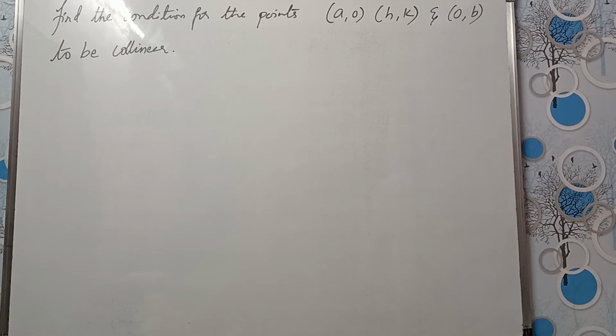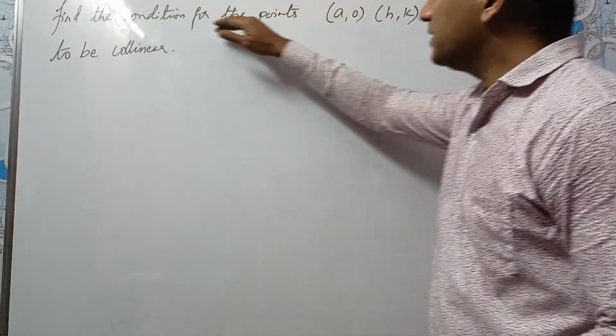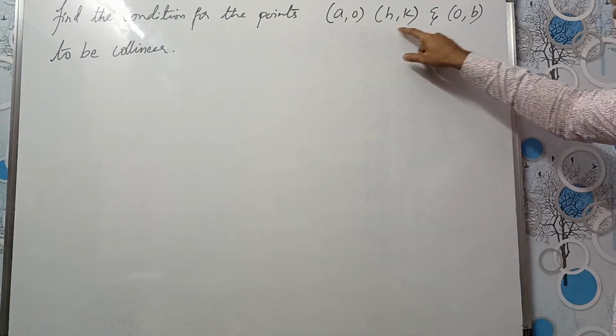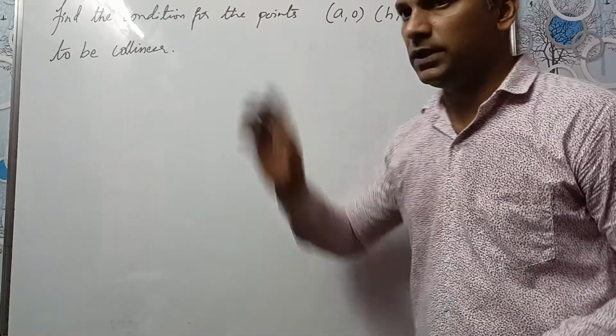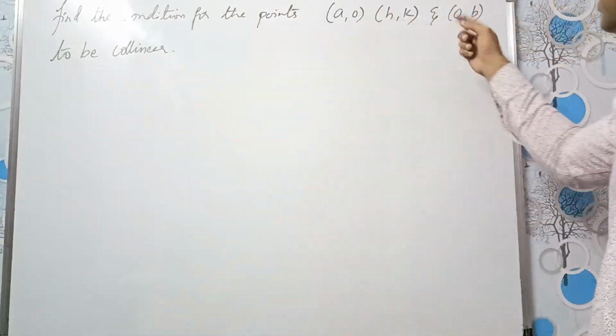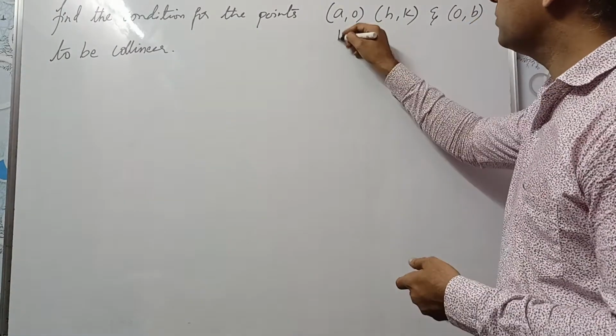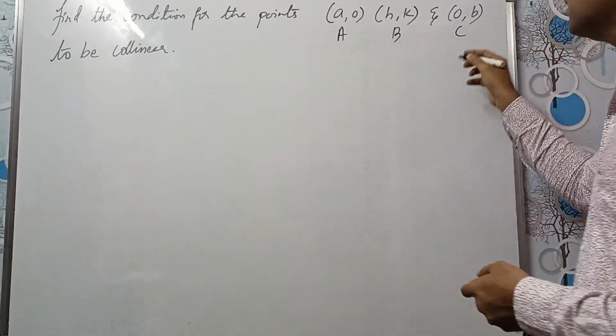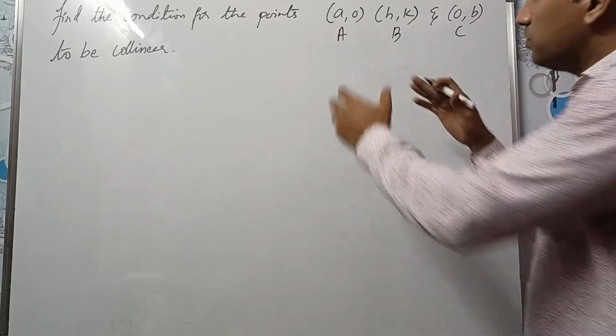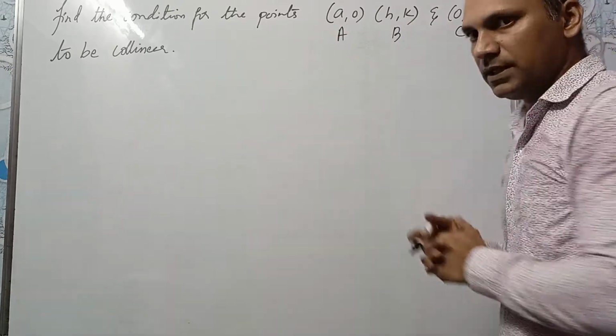Okay, we have a similar question here. Find the condition for the points a comma 0, h comma k and 0 comma b to be collinear. Okay, these 3 points are collinear. We need to find the condition. If we take these 3 points as A, B and C, like in the previous video, slope of AB should be equal to slope of BC, right?